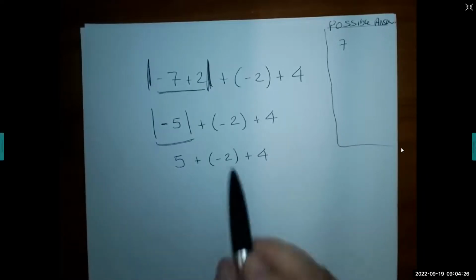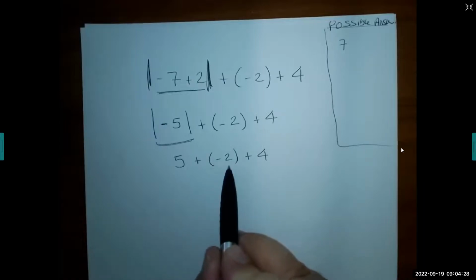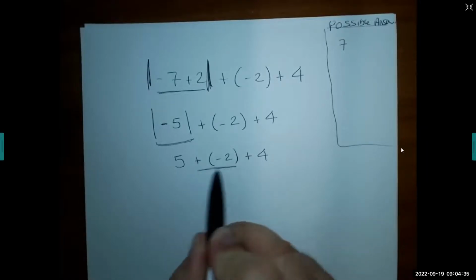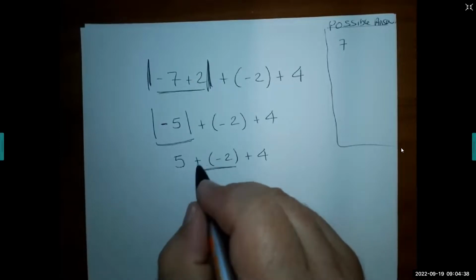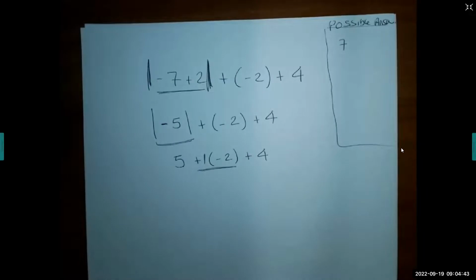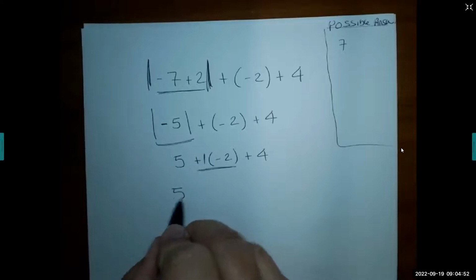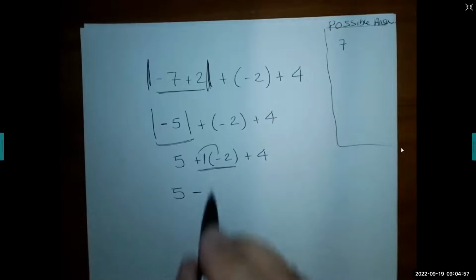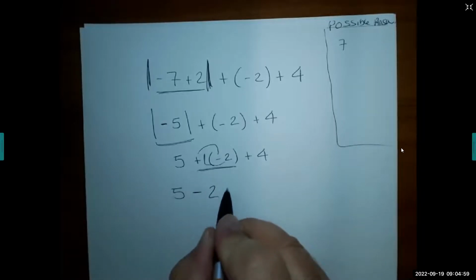Read left to right. Here's a special operation, but we can't do anything inside there. So no more special operations. Are there any multiplication or division? Here's a multiplication right here. Remember, if you have a parenthesis and there's nothing in front of it, it's automatically a 1 in front of it. So positive times negative is a negative. 1 times 2 is 2.